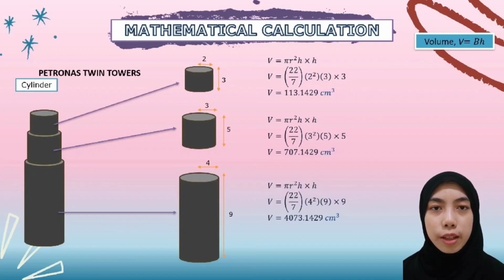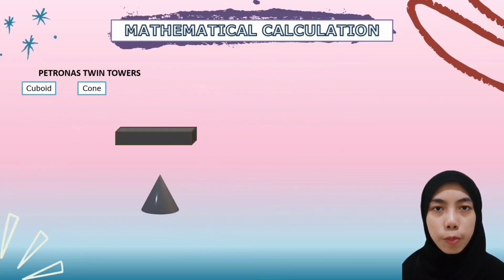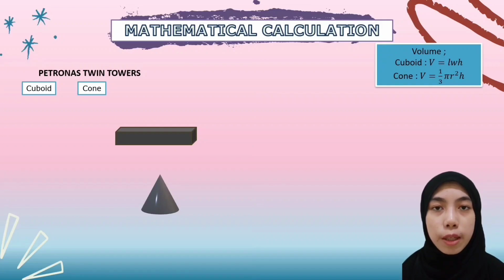The volume for the smallest cylinder is 113.1429 cm3. The medium size is 707.1429 cm3, and the largest cylinder is 4073.1429 cm3. Next is to find the volume of both cuboid and cone. Look at the formula shown there. For cuboid, it means length times width times height, while the cone formula is 1/3 times pi times r squared times h.